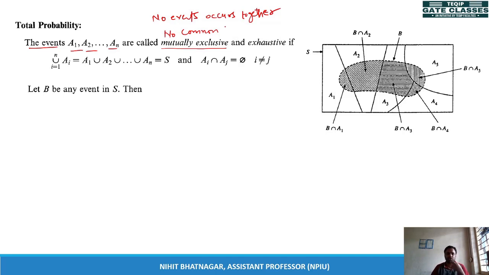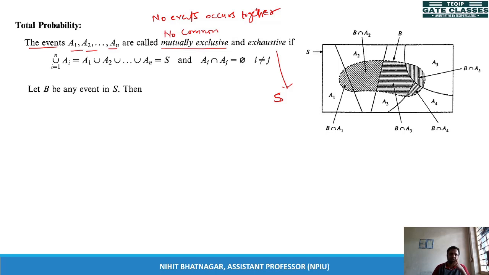No events will occur together. So that's why we call A and R mutually exclusive. And exhaustive means all we take together. If we merge all events together, it will make the sample space. That's why I said here that this is the total probability.